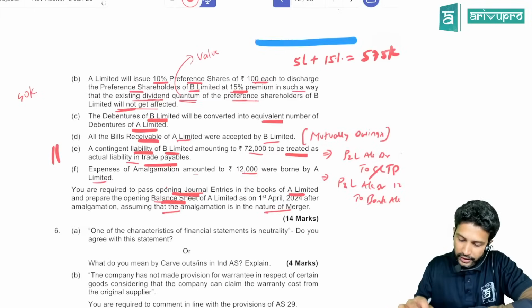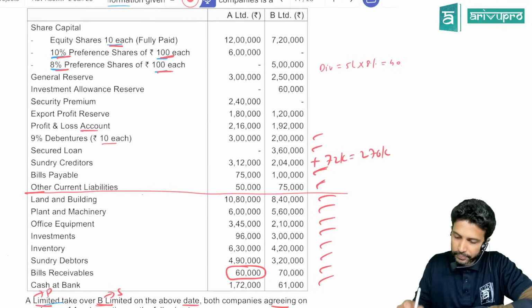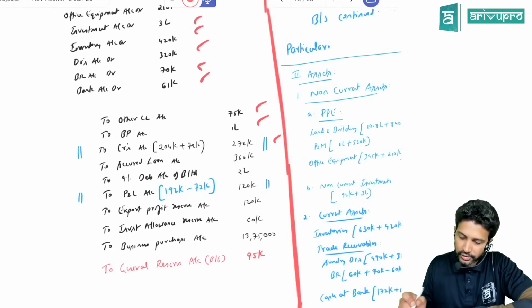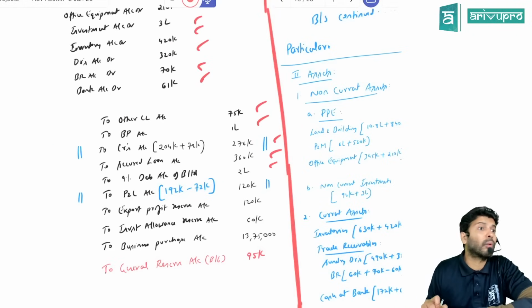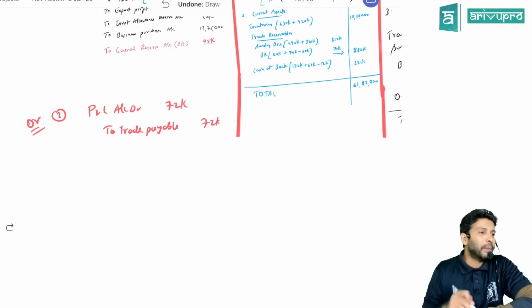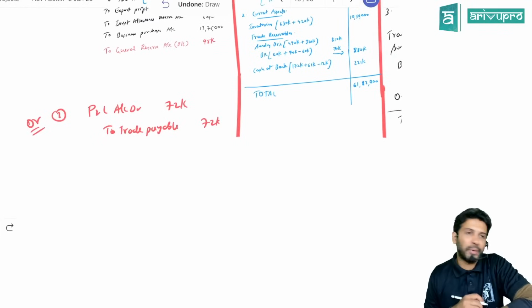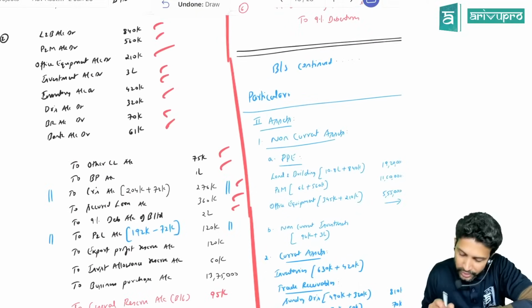Okay, these three I've ticked. The next is what, sir? Where is the next one? Secured loan 360 and this is 200. 360, 200, 192. One second. 360, 200 and 192. I can't take 192. Why? Because, sir, what is the journal entry for the 72? P&L account debit to trade payable. Trade payable you increased by 72. That's all. There's one more effect. P&L will reduce by 72. That's what I've done over here.